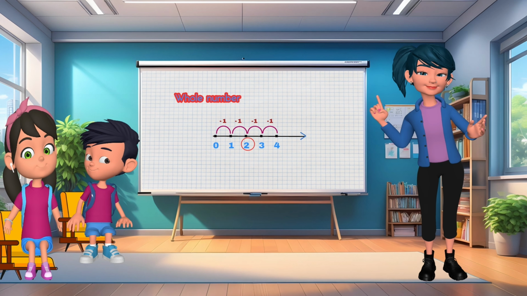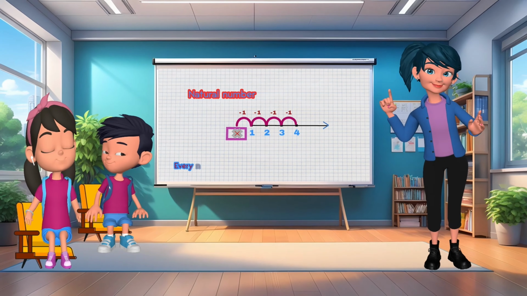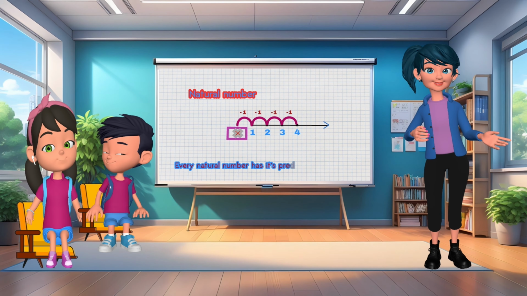Let us now talk about the predecessor of natural numbers. Look at the number line of whole numbers. If we cut the 0, we get the number line of natural numbers. If we go from right to left on the number line, we get the predecessor of 4, 3, 2 as 3, 2, 1 respectively. Here, in case of 1, the predecessor is 0, but 0 is not a natural number. We get 1 minus 1 equals 0, which is a whole number, not a natural number. Therefore, every natural number has its predecessor, except 1.